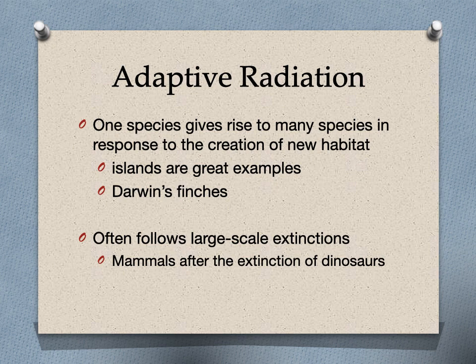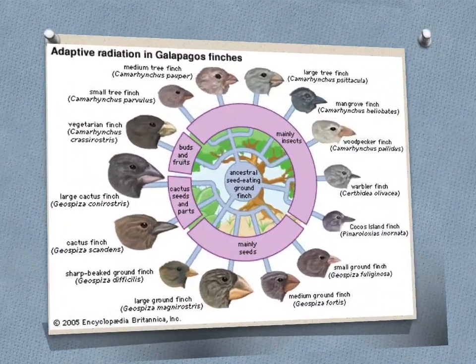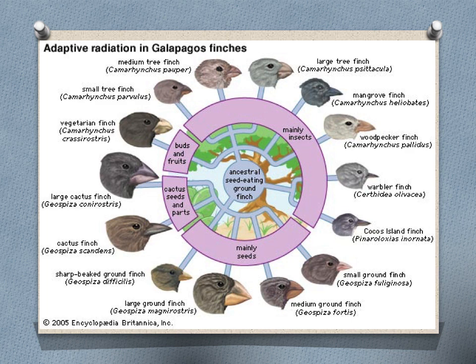Adaptive radiation is an example of where one species gives rise to many species. Islands are great examples of this, and Darwin's finches are perhaps the most famous form. So let's talk about Darwin and his finches. You have one small group of ancestral seed-eating ground finches that got to the Galapagos because they got blown off course. Who knows how? And then they evolved into 13 different finch species that look like other examples of birds, but they're actually all DNA related ancestrally to the first finch species that got to the Galapagos.